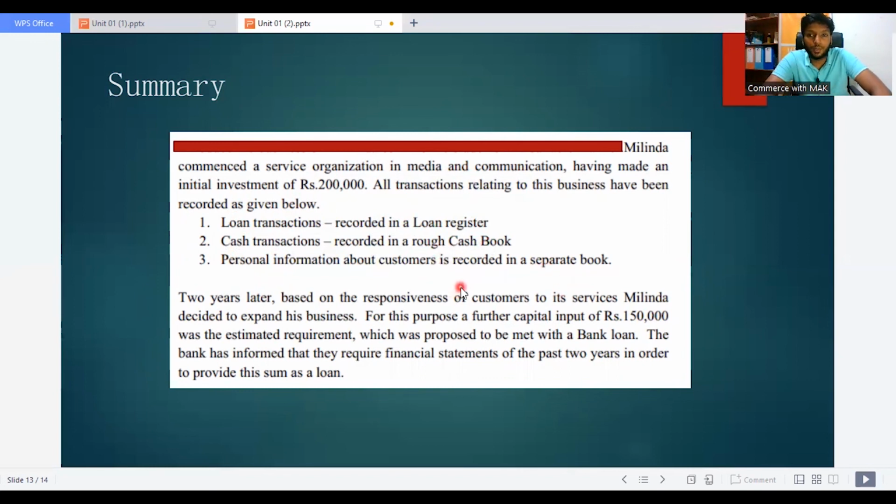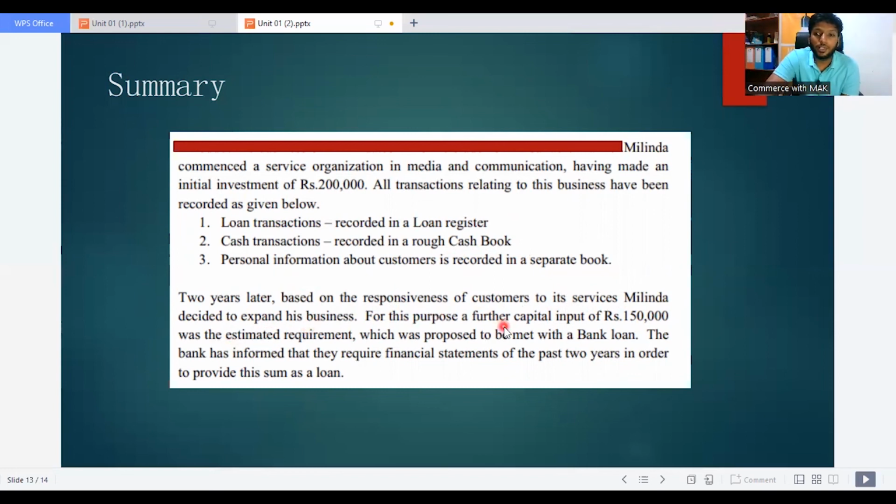So customer information can be a non-financial transaction, whereas loan transaction and cash transaction can be financial transactions as well as financial accounting, because you are recording the transactions. Two years later, based on the responsiveness of customers to its services, Milinda decided to expand his business. Now this is management accounting and also a non-financial transaction, because customers are responding to your business, so you are expanding the business on a greater scale.